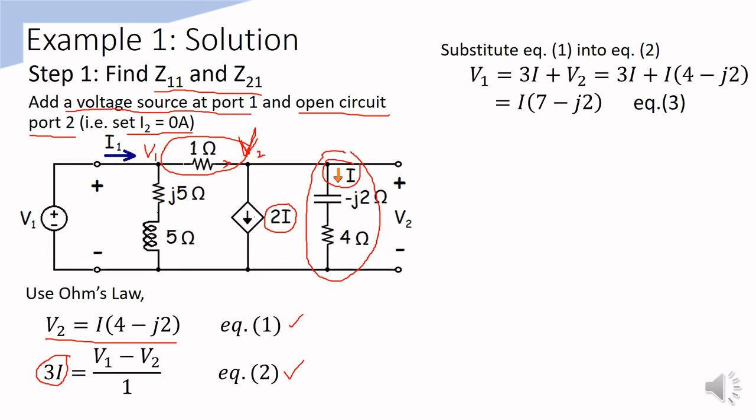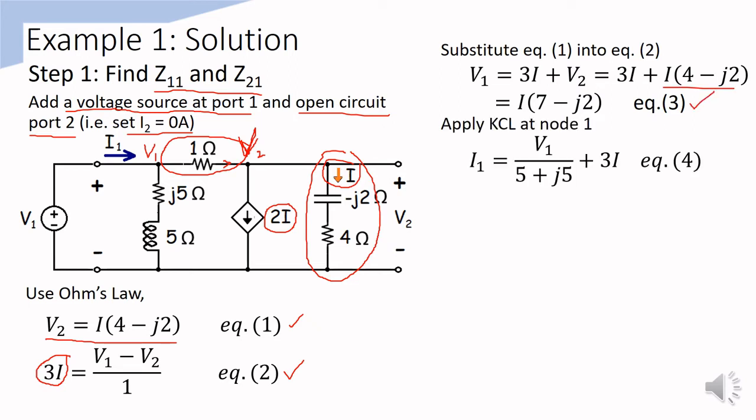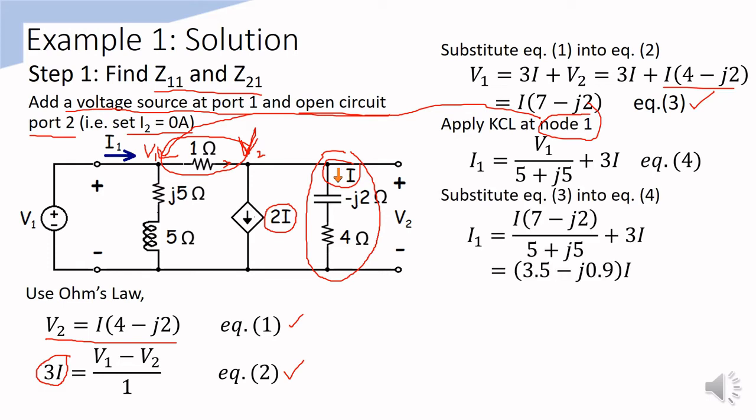Substitute equation 1 into equation 2, we get the expression of V1 in terms of current I. Call this as equation 3. Next, apply KCL at node 1, which is here. We obtain the expression of I1 in terms of V1 and I. Therefore, we substitute equation 3 into this to get rid of V1. I1 equals I multiply 3.5 minus j0.9 ampere.